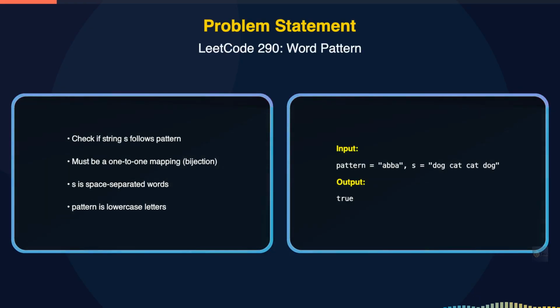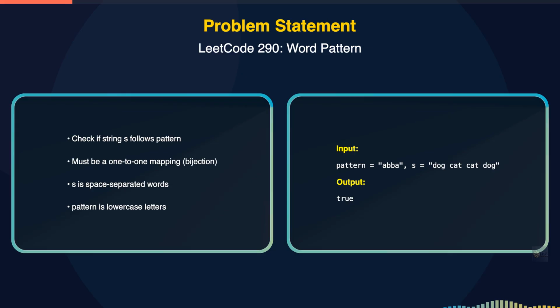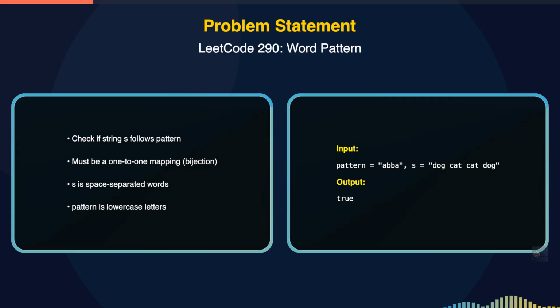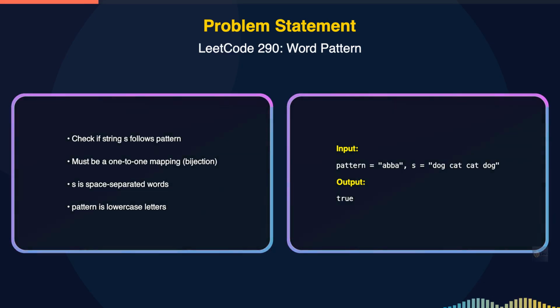Let us look at the problem statement. Given a pattern and a string S, we need to find if S follows the same pattern. Following the same pattern means there is a one-to-one mapping, or a bijection, between every letter in the pattern and every non-empty word in S. For example, if our pattern is ABBA, and S is dog cat cat dog, then A maps to dog, and B maps to cat. This is a perfect match.